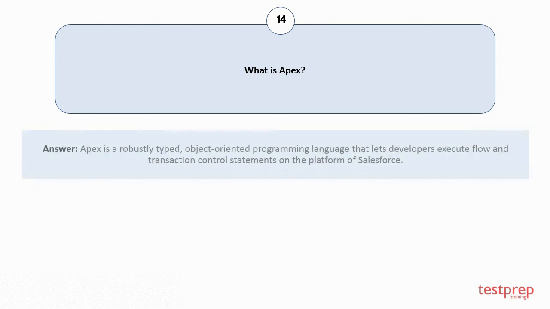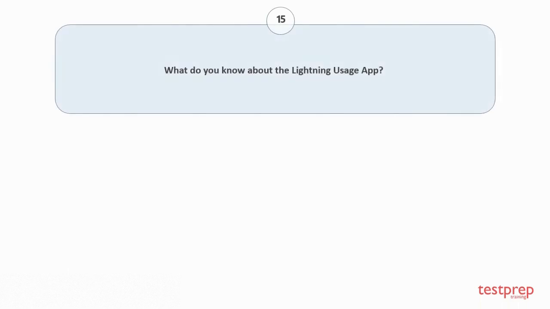Your answer is: Apex is a robustly typed, object-oriented programming language that lets developers execute flow and transaction control statements on the Salesforce platform. Question number 15, what do you know about the Lightning Usage app?